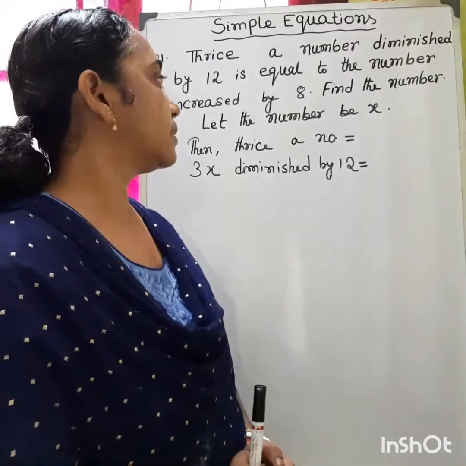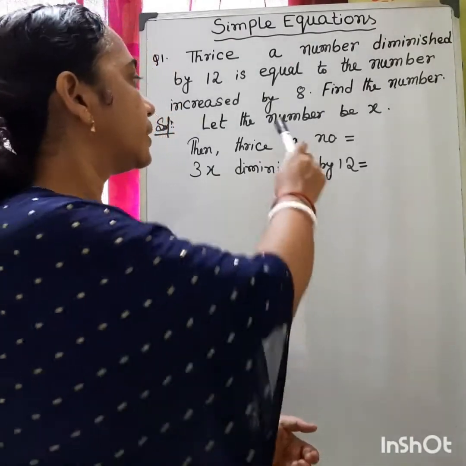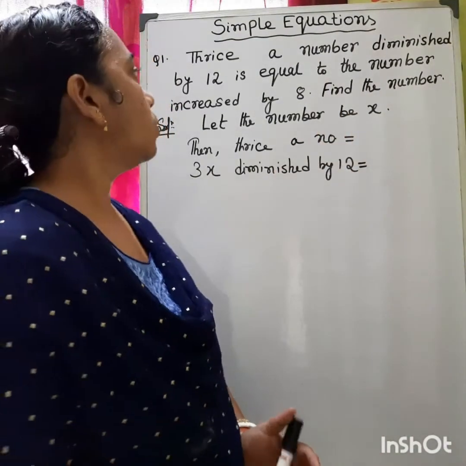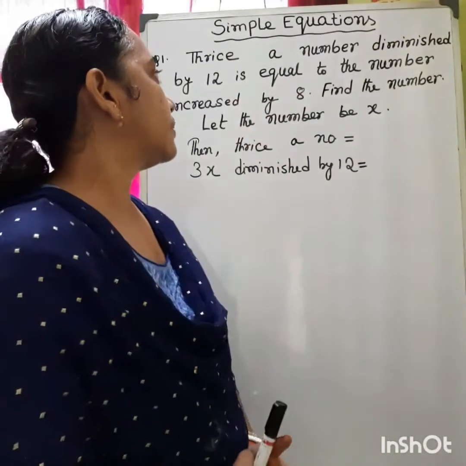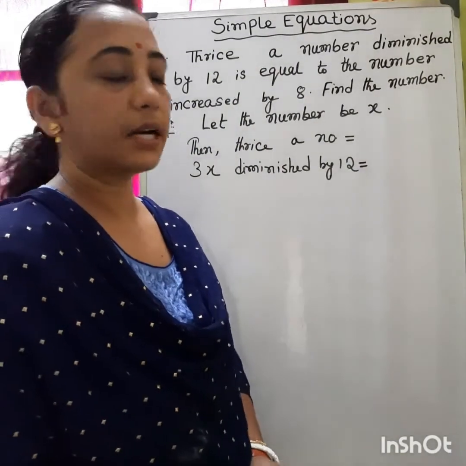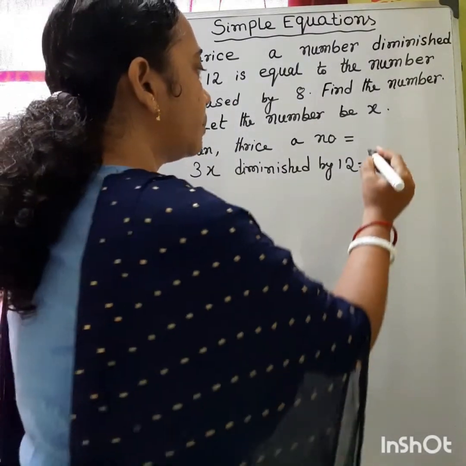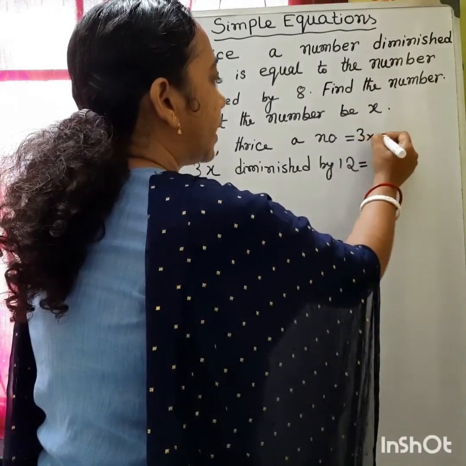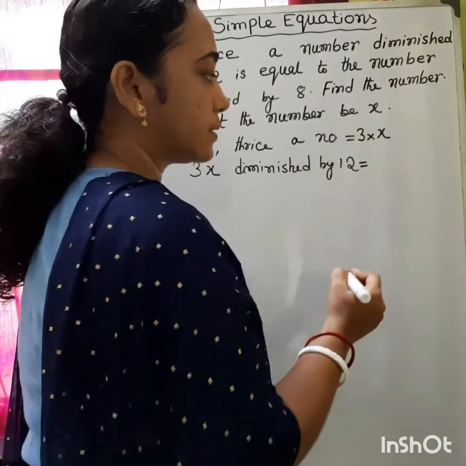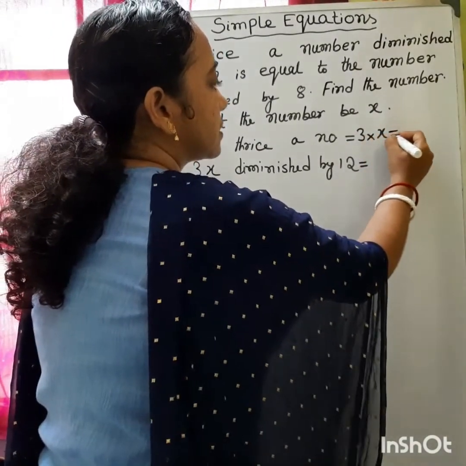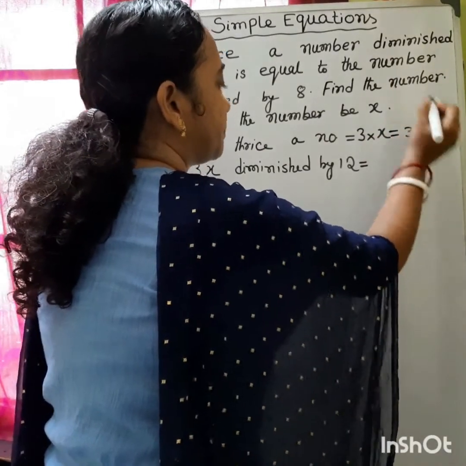So let us consider the number to be x. So let the number be x. Now here in the first line, thrice a number means 3 times a number, that means 3 multiplied by the number we have taken as x. So 3 multiplied by x is equal to 3x.